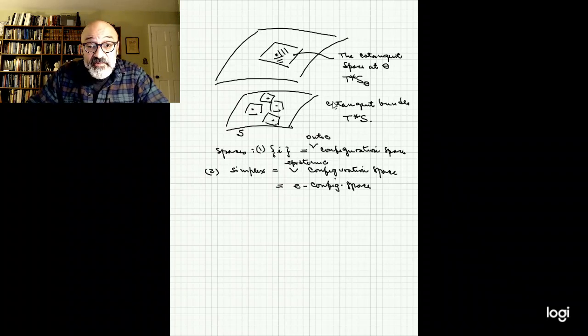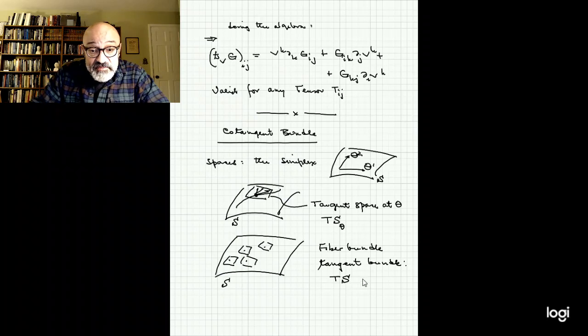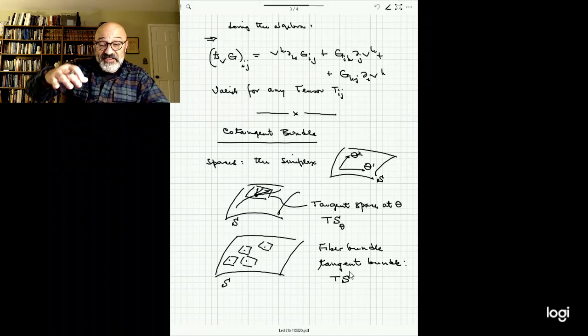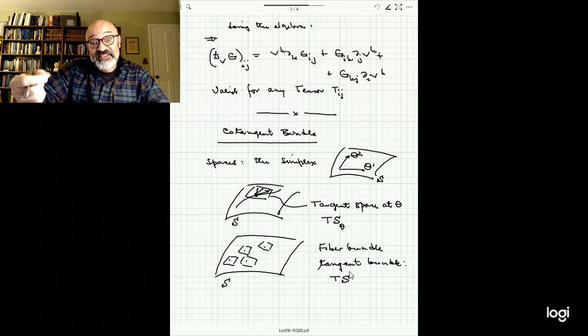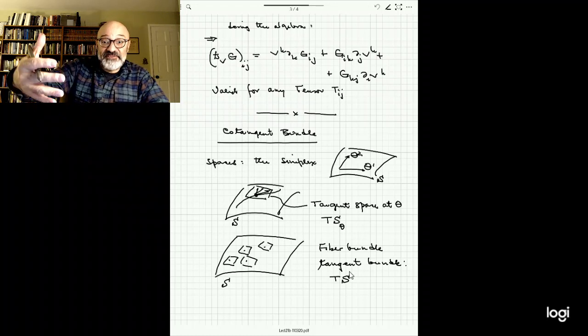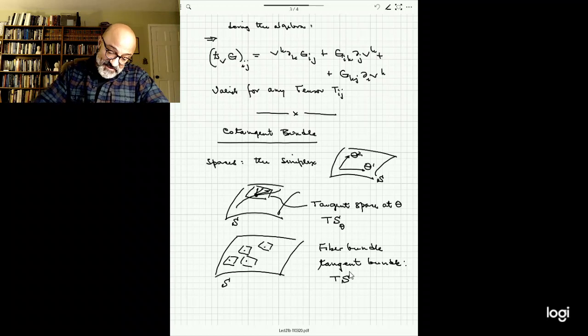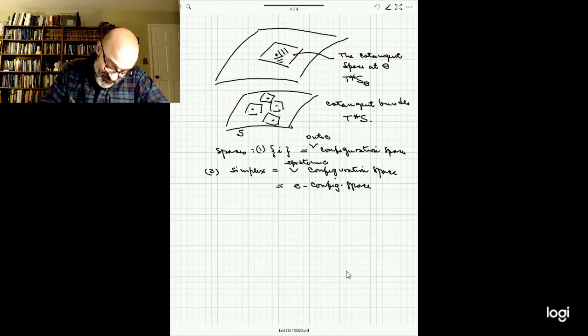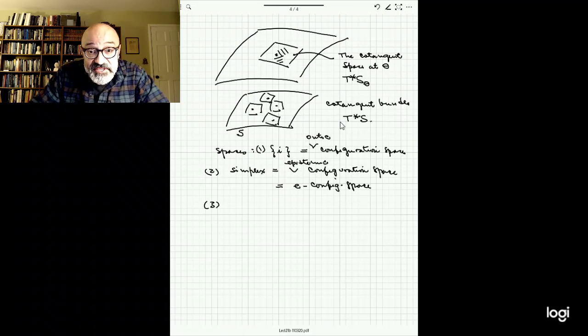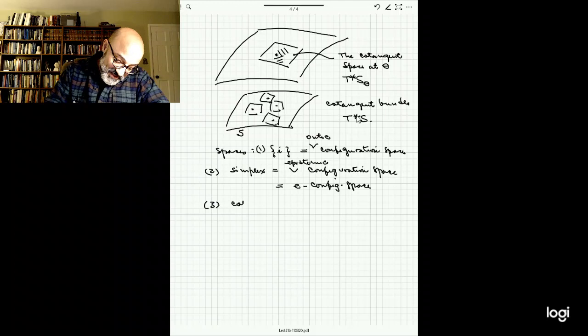Apart from that, we also have the tangent bundle, right? Which is the space of probabilities and all the tangent vectors. That one we're not going to have much use for, but the cotangent bundle, let's just write what it is.